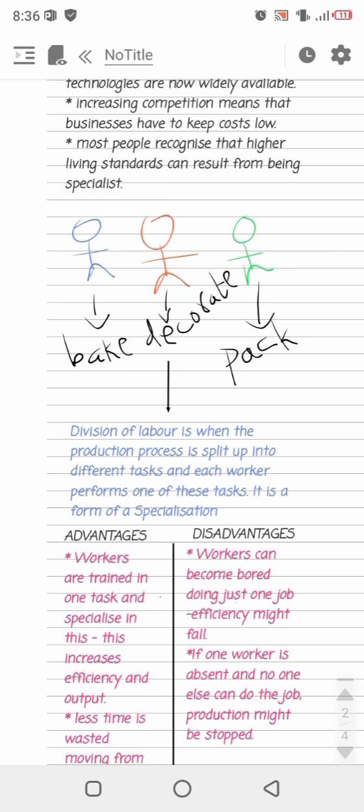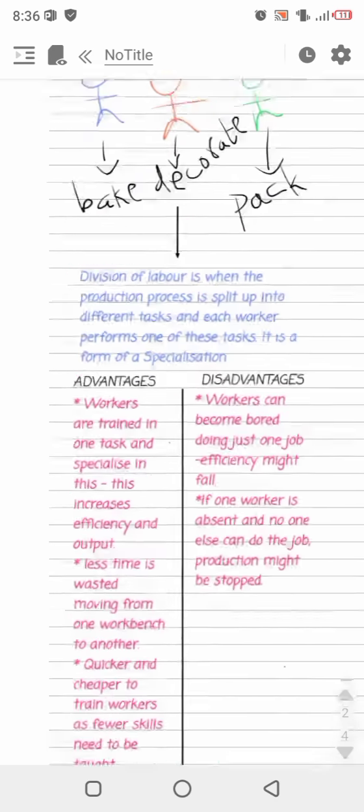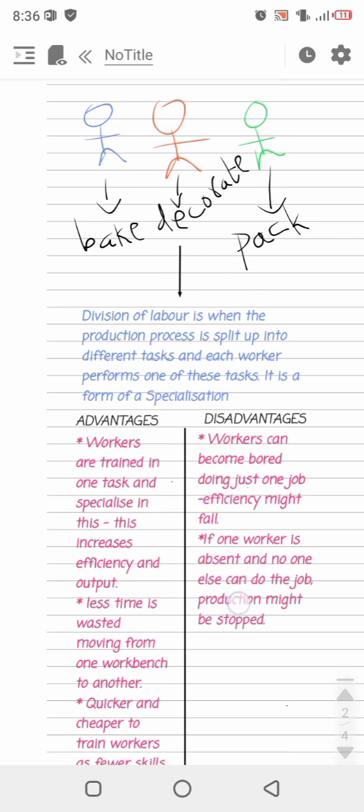So, as I gave an example before, one will bake the cupcakes, one will decorate it, one will pack it. So everyone is doing the job in which they are best at, and the whole team of three people is divided, and each one of them is doing one task. So this is division of labor: dividing the team and assigning them the one task in which they are good at. We already discussed it.